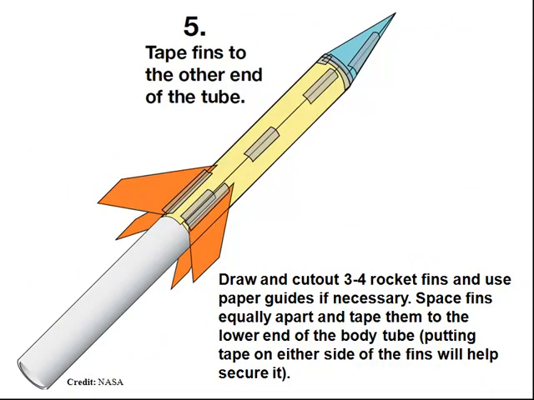For step 5, you're going to want to draw and cut out 3 to 4 rocket fins. Now, you can do one of two things here. You can use paper guides to cut out your rocket fins, or you can even design your own rocket fins and cut them out and paste them to your rocket as well. So when you have your 3 to 4 rocket fins cut out, you want to space fins equally apart and tape them to the lower end of the body tube. Put tape on either side of the fins because this will help secure your fins to the rocket body tube.